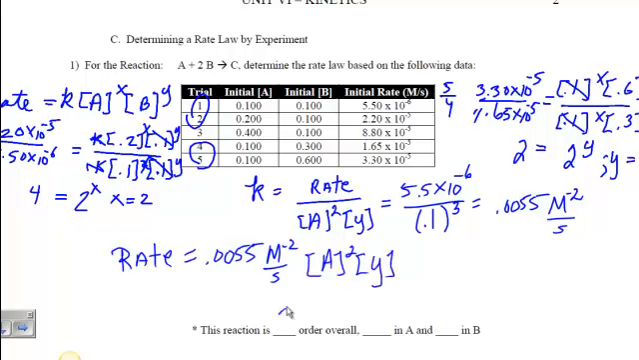So the reaction is third order overall, because you would add the second order and the first order together. And this is actually a B. Okay, so it's third order overall, second order in A, and first order in B. Alright, and we can continue on to the next problem.